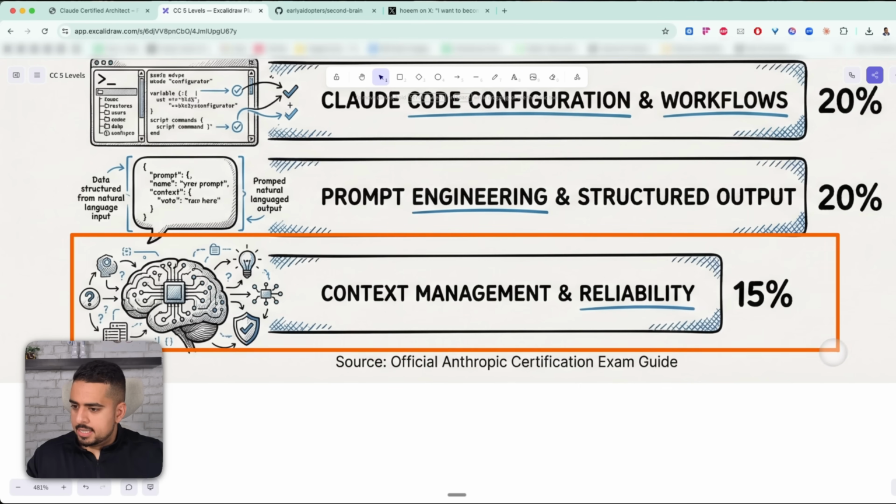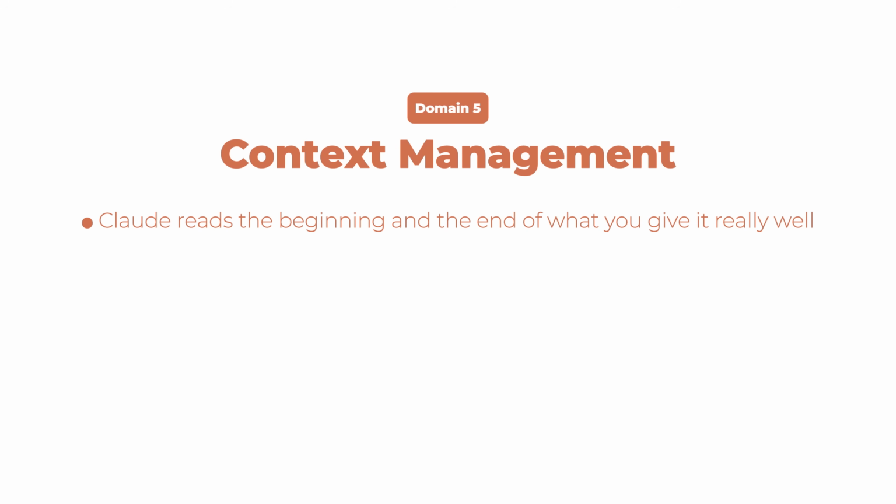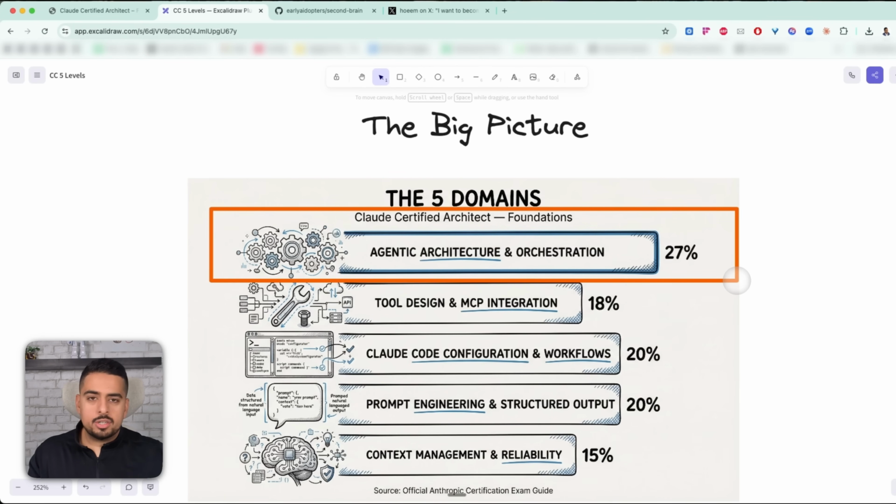And last but not least is context management and reliability. So here's the thing. Claude reads the beginning and the end of what you give it really well. But the stuff in the middle sometimes can get fuzzy, and that's called lost in the middle logic. So now that we've set the tone for what's important, let's go through every single one, and we'll naturally start with the largest and most important, which is the agentic architecture and orchestration.